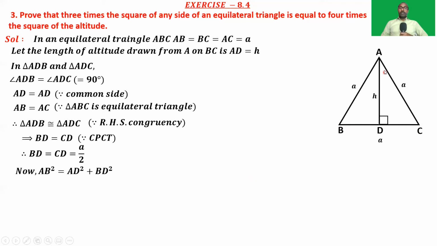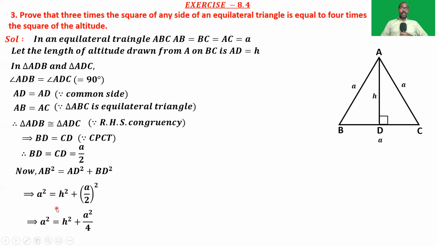Now, as ABD is a right angle triangle, by Pythagoras theorem, we can write that AB square is equal to AD square plus BD square. So we are applying Pythagoras theorem for this right angle triangle ADB. So AB square is equal to AD square plus BD square. Now substitute AB is A, AD is H, and BD is A by 2.